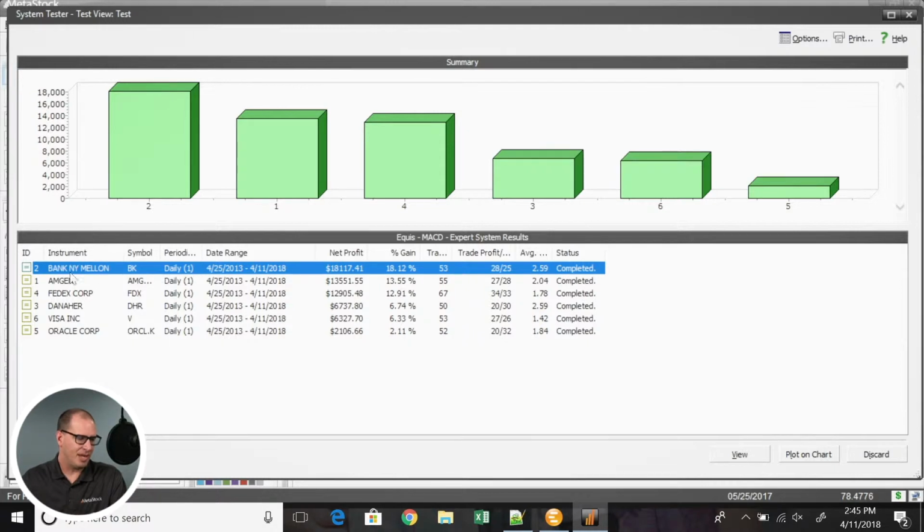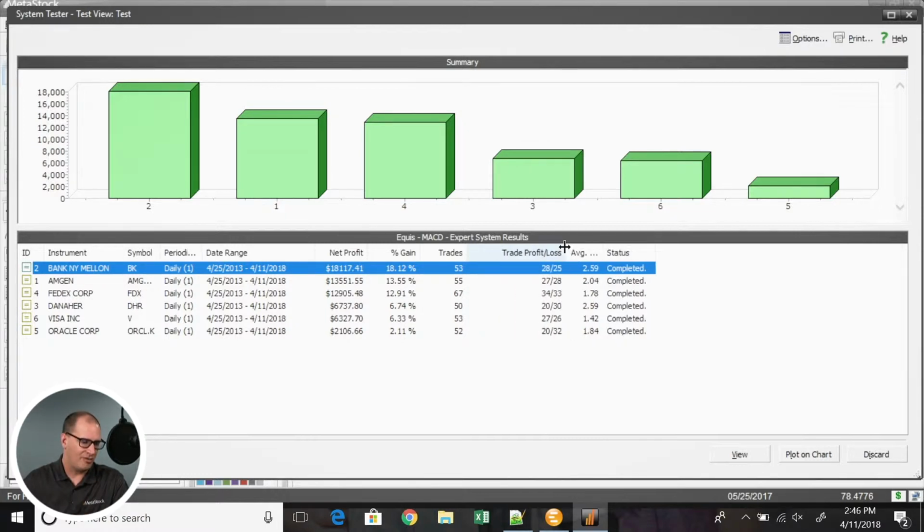Okay, so I can see Bank of New York Mellon was actually my top performing. It had a profit of $18,117.41 for an 18% gain. I had 53 trades. Now remember, that's over 5 years. So over 5 years, I've taken 53 trades. My trade profit loss is I had 28 winning trades, 25 losing trades.